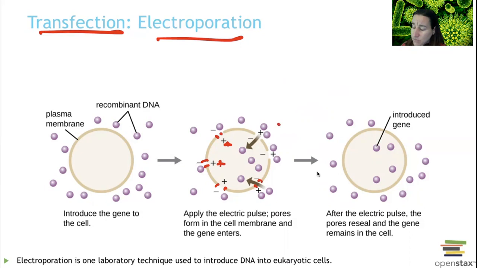So if we put a negative charge on the outside, negatives and negatives repel. So it's not going to be outside the cell. It's going to be attracted to the positive charge inside the cell, and it's going to zoom on through that pore in the cell membrane and go into the cell. So that's one way that we can get that genetic information from outside the cell into a eukaryotic cell that normally would be like, no, stay out. So this is electroporation, one method for us to get information into the cell.